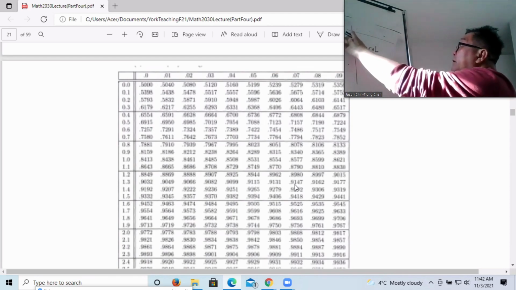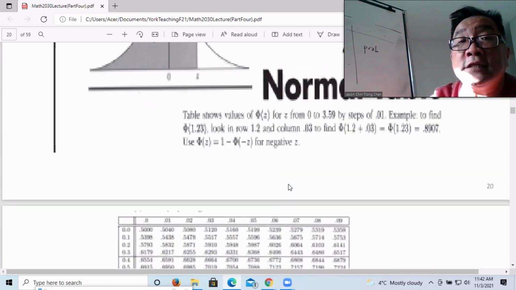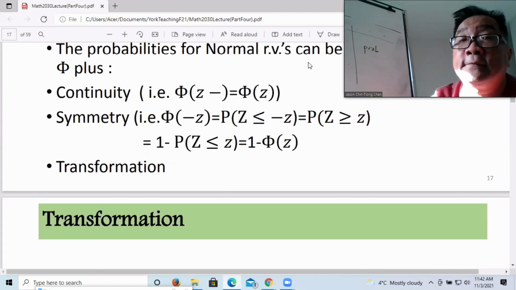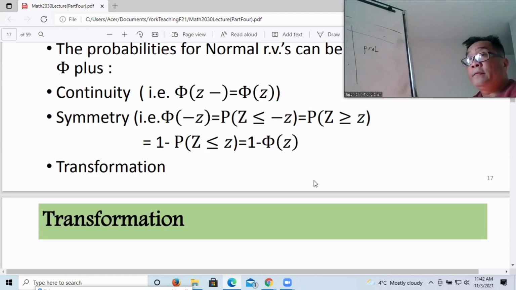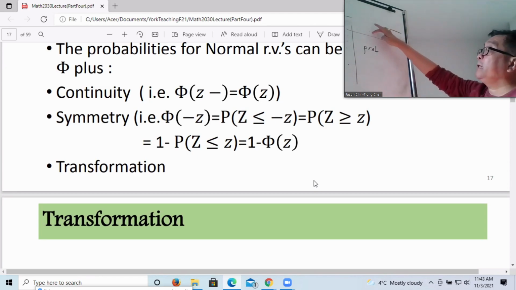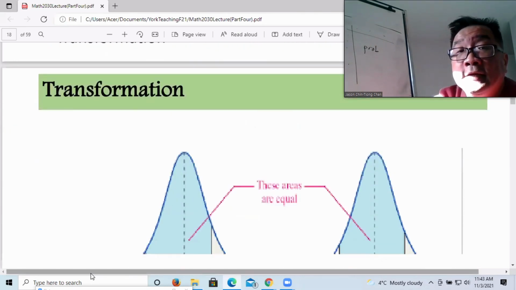But for the Z value, we only have positive values. Yes or no? We have no problem. We can use those concepts here to help us get the answer. Even though Z can of course be negative, and our table does not have negative values, there is no problem. We can still get the answer. We use the concept here. Everyone okay? Yeah.